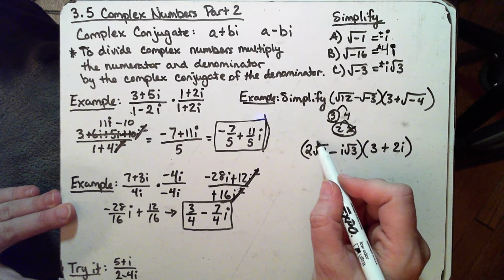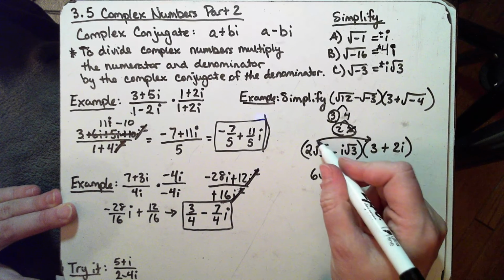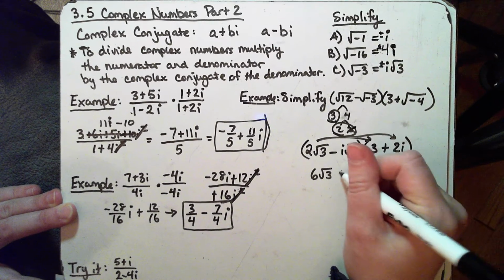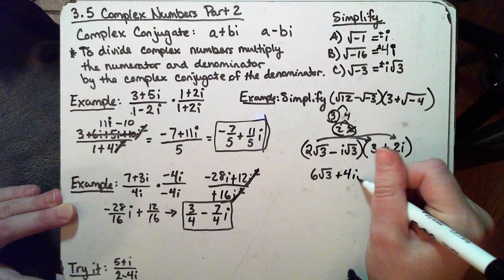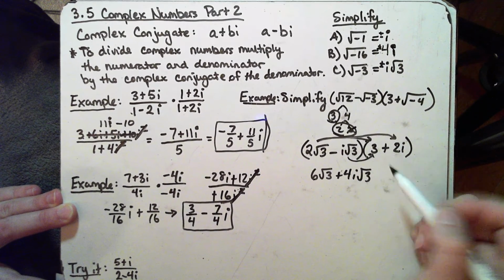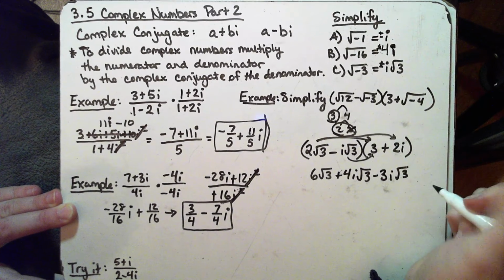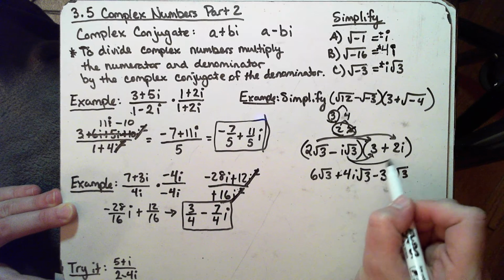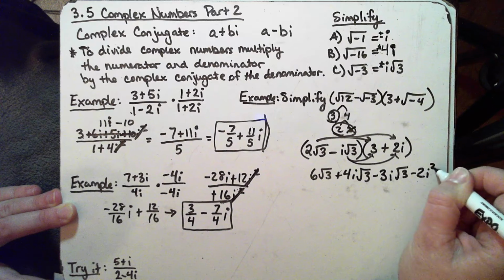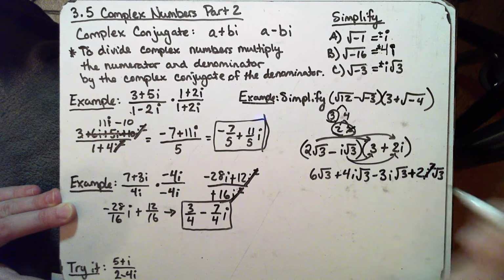2 times the square root of 3 times 3 is 6 times the square root of 3. 2 times the square root of 3 times 2i is positive 4i square root 3. Negative i square root 3 times 3 is negative 3i square root 3. And negative i square root 3 times positive 2 is negative 2i squared square root 3. Notice the i squared can cross out and change the sign.